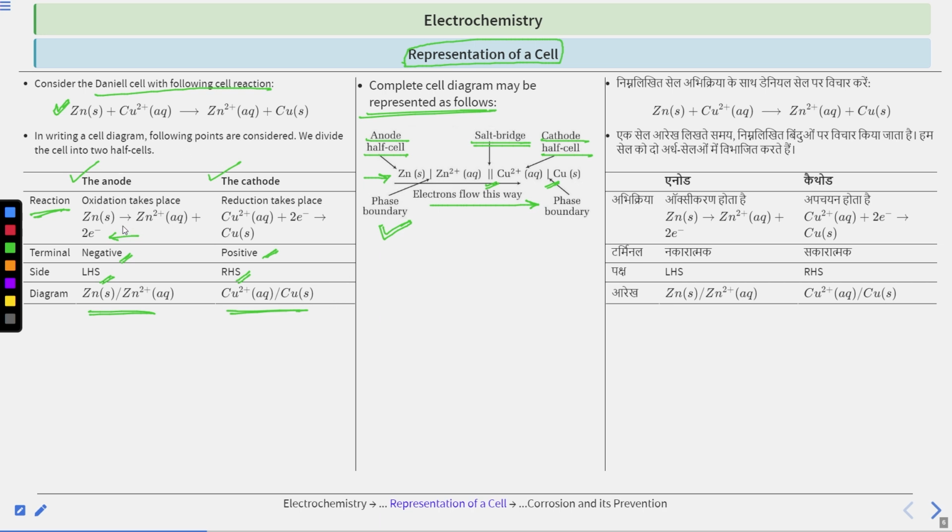So while writing the cell diagram like this, we have to follow some rules. We have to consider some points, and these are given in this table. First of all, you should know the half cell reactions of the oxidation and reduction happening at the anode and cathode. You should know the terminal of the anode and cathode. You should know the side of the anode and cathode, and then you can write the diagram of every half cell for the anode and the cathode.